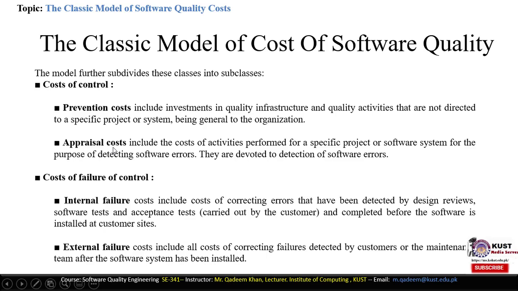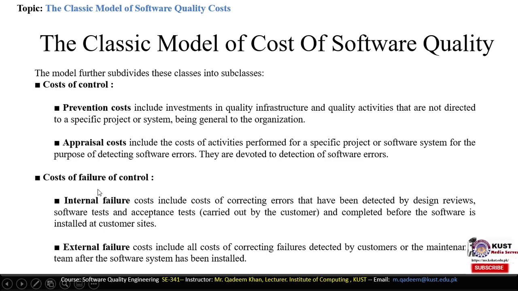While the appraisal cost includes all the costs of those activities which are performed for a specific project or software system for the purpose of detecting the software's errors. All these observations made for the detection of software errors are called the appraisal cost. We also have the internal failure cost and external failure cost, and combined they are called the cost of failure of the controls.